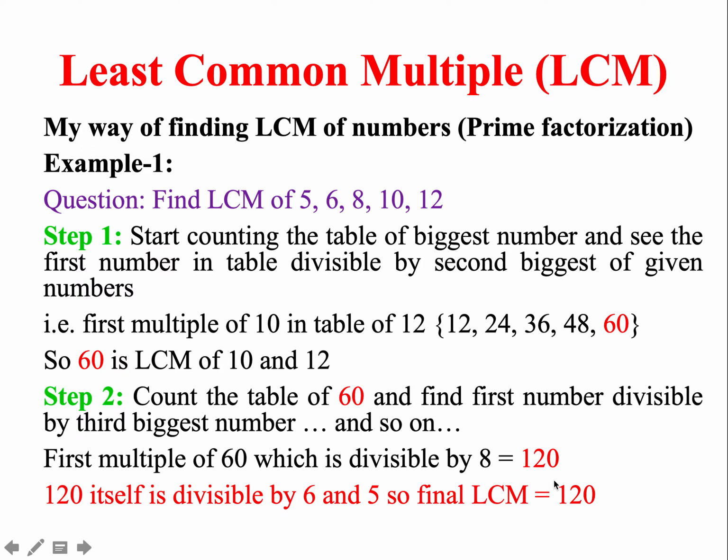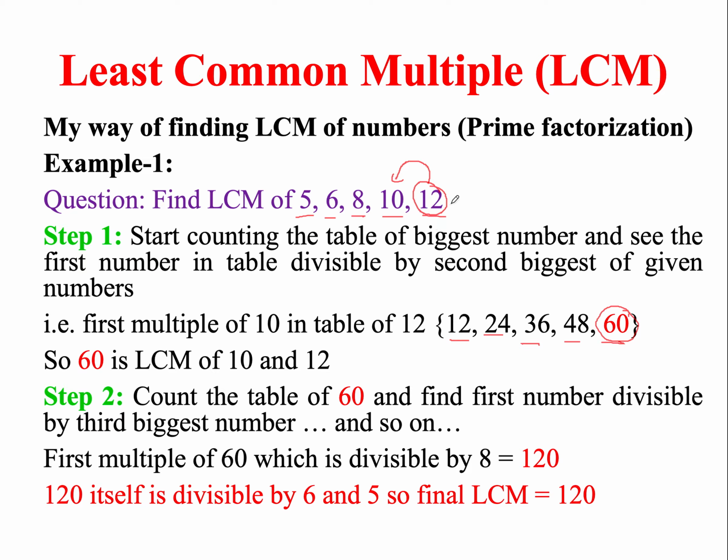Now the next example, let's see how we find out the LCM quickly. Suppose we have these 5 numbers, 5, 6, 8, 10 and 12, and we were to find out the LCM of all these numbers. That's my way of finding out the LCM. I usually start looking at the biggest number, which is a multiple of the second biggest number. So the first multiple of 12 that is also divisible by the second largest number is 60.